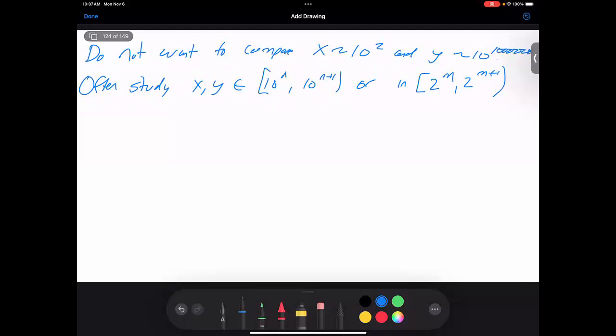So does anybody know why? I'll see if I can hear your voices. Why it might be easier to study gaps in binary versus gaps in decimal? I also have a second computer open, so if you put something in the chat, I will hopefully see it. Does anybody have any thoughts as to why binary might be easier?